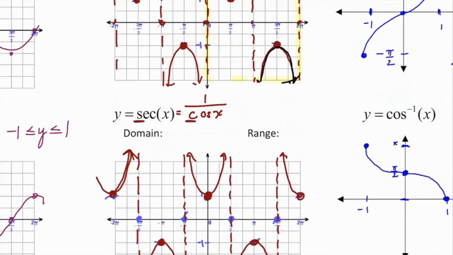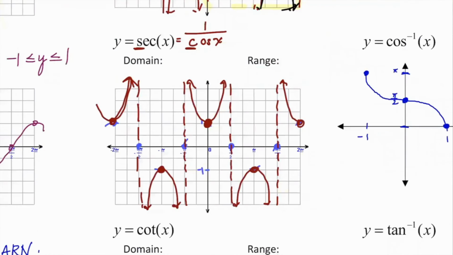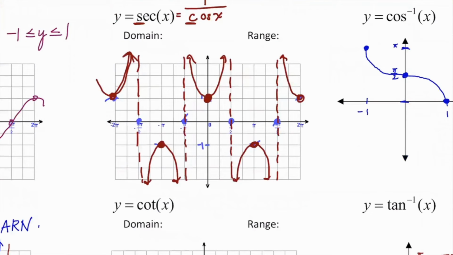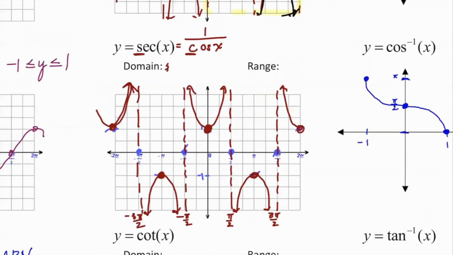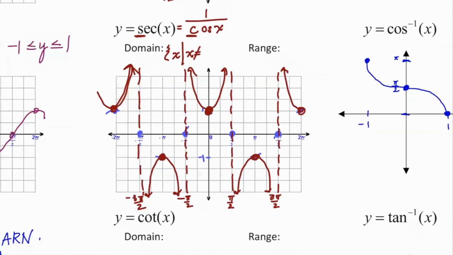It's very similar to cosecant, right? It's just that your asymptotes are in different locations. This time your asymptotes are at pi over 2, 3 pi over 2. So we can state our domain, which is going to be all real numbers except your asymptotes. It doesn't matter where you start, I'm going to choose pi over 2.